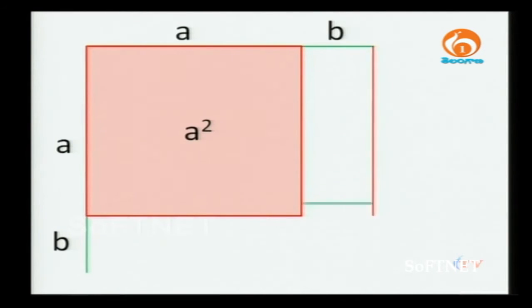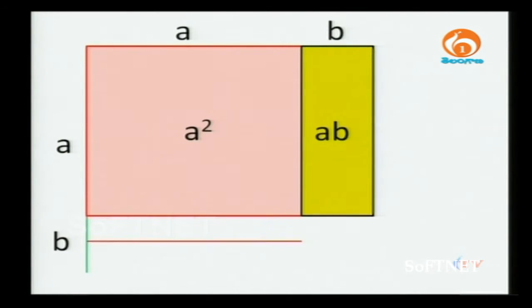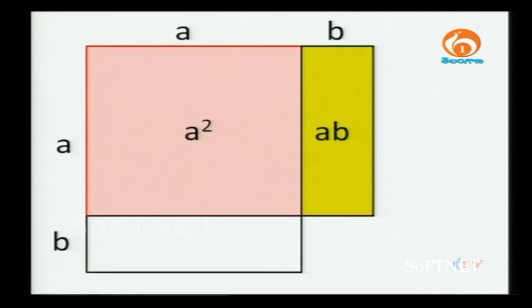Again, we can observe one rectangle of length A units and breadth B units. Its area is AB. Again, length A and breadth B, so we get another rectangle of area AB. Of course, these two rectangles have the same area, so AB plus AB is 2AB. And finally the small square has an area of B square because its side is B units.